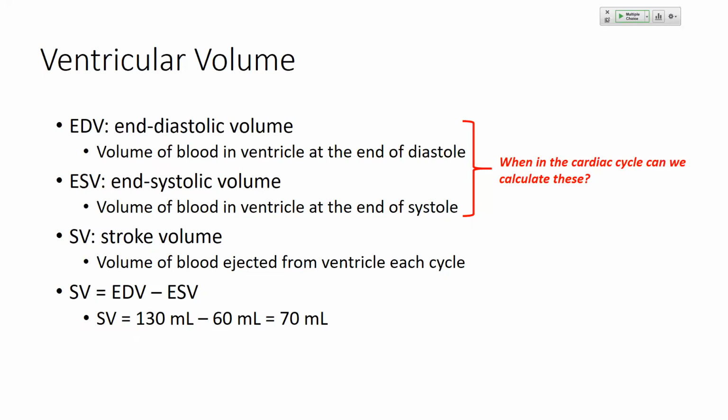So this is where we get into a little bit of calculation, and we're going to talk about measuring some of the volumes throughout the cardiac cycle. So the end diastolic volume is a measurement of the amount of blood that's in the ventricle at the end of diastole, right? And so what that number tells us is how much blood has filled from the atria into the ventricle. Okay, what point of the cardiac cycle do you think we measure this number?